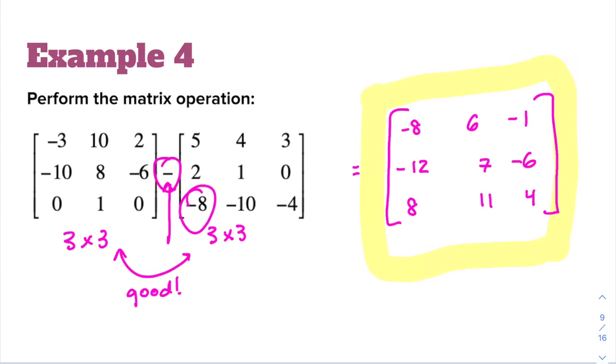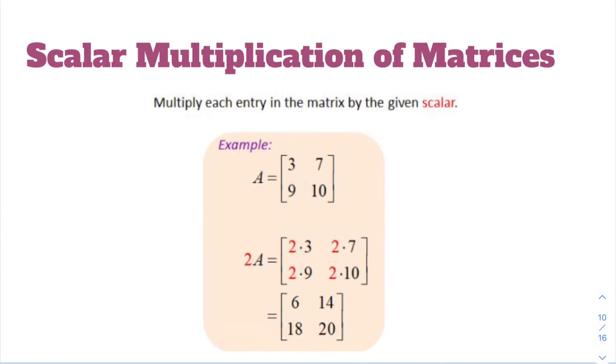Next, we're going to be moving on to what's called scalar multiplication. And there is just normal multiplication of matrices, but it's a lot harder. So we have to remember the difference between regular multiplication and scalar multiplication. Scalar multiplication happens when you multiply each entry in a matrix by a given scalar.